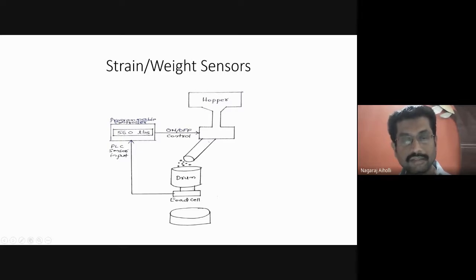And there is an output of the load cell which is applied to the PLC. Programmable controller is nothing but the PLC. How much is the weight it is measuring?